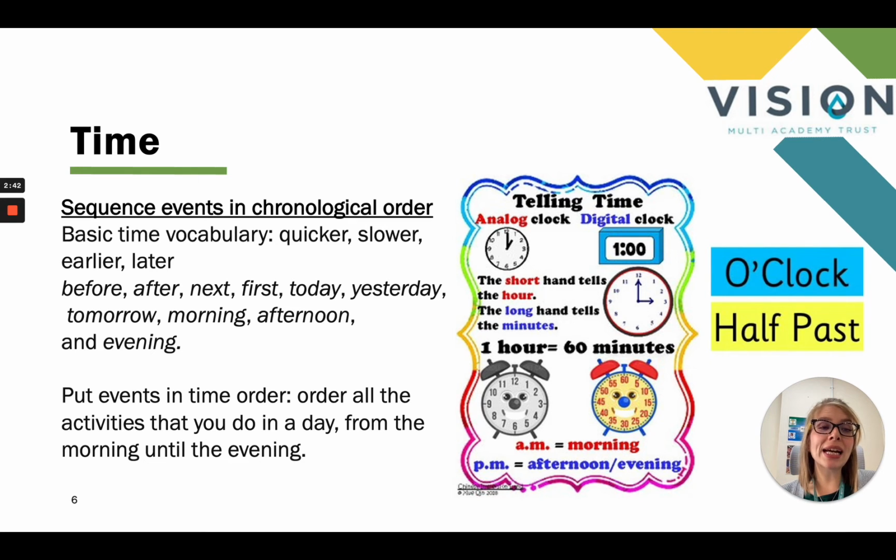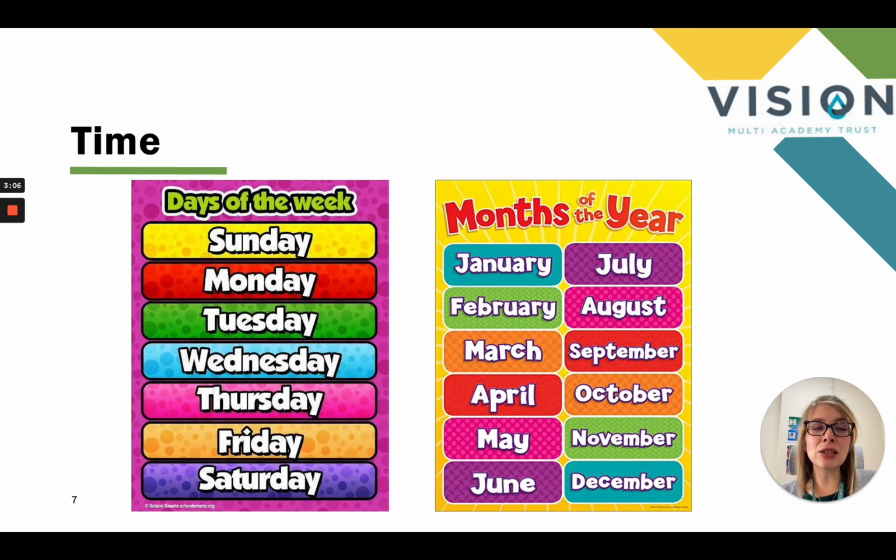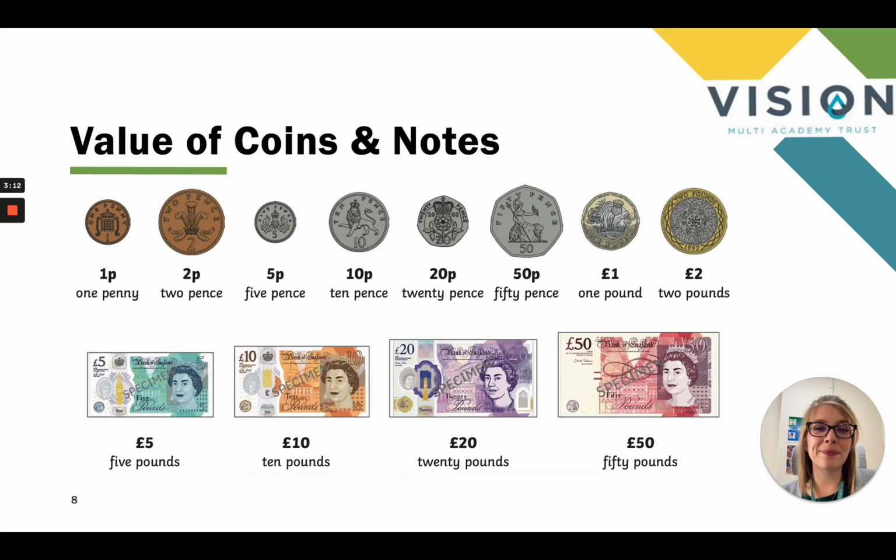We're going to be looking at telling the time to o'clock and half past. And this is where we introduce the idea to the children that the shorthand tells the hour and that the longhand tells the minutes. And we can explain to them that 1 hour is 60 minutes. And we can even talk about AM being morning and PM being afternoon or evening. Still continuing with time, it's important that children in Year 1 know all the days of the week and all the months of the year.